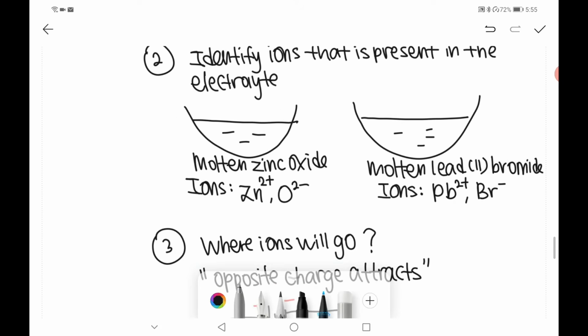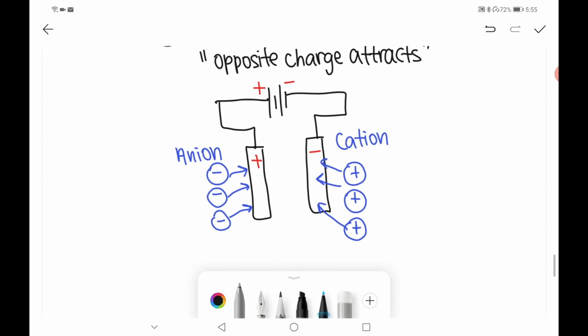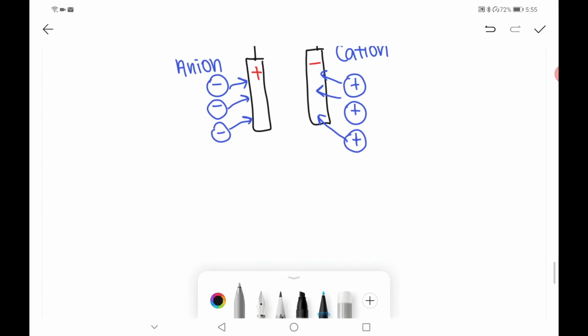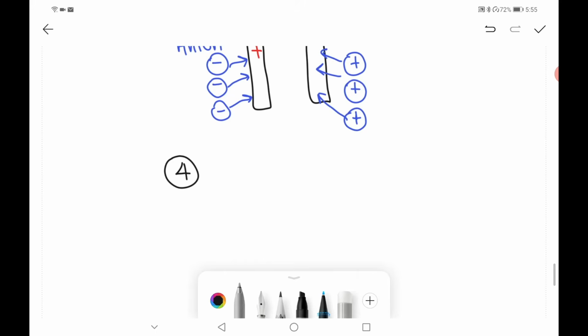Now after the ions go to the anode and cathode, this is the most important thing, step number 4. Step number 4 is very important, so I'm going to put three stars here. You must know that all the ions move to the anode and cathode not for fun. They go to the positive and negative terminal for a reason.